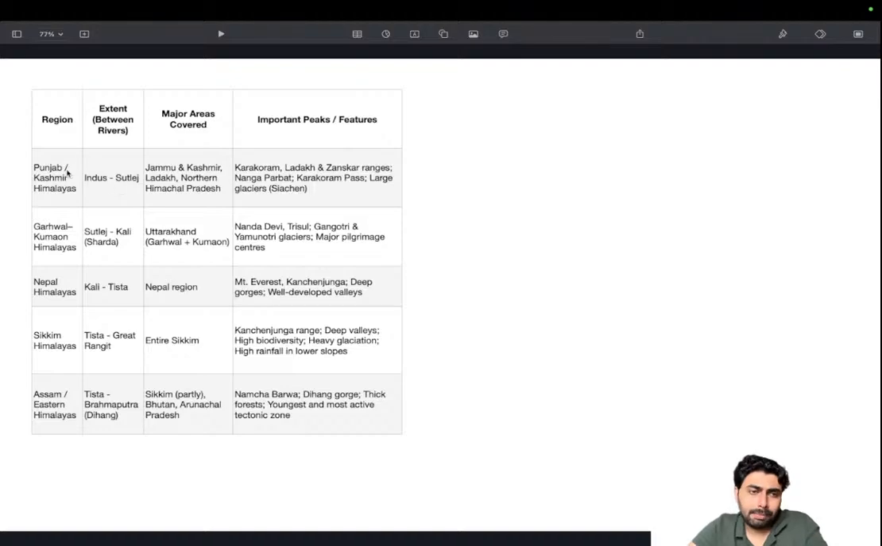Then Punjab. See the extent between the rivers. That's the key thing. It's Indus and Satluj, then Satluj and Kali, then Kali and Teesta, then Teesta and Great Rangit, and Teesta and Brahmaputra. This is the basic division. So Indus Satluj, Satluj Kali, Kali Teesta, and likewise. And major areas, you'll be knowing this. See, Namcha Barwa is in Assam Himalayas, and our Nanda Devi is in Gadwal. That is right. So Nokrak, I think Nokrak is in Assam or Eastern Himalayas, or maybe it's in Assam Himalayas only. Yeah, that's it. So that's about it. Just learn this, and that's about this topic. There is nothing more to that.